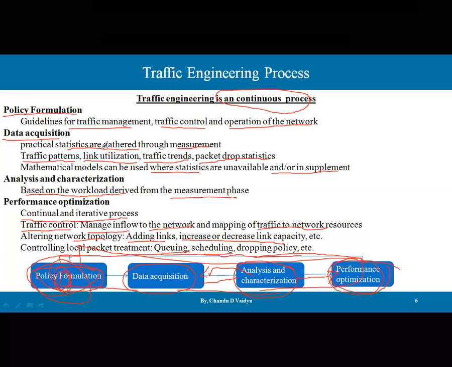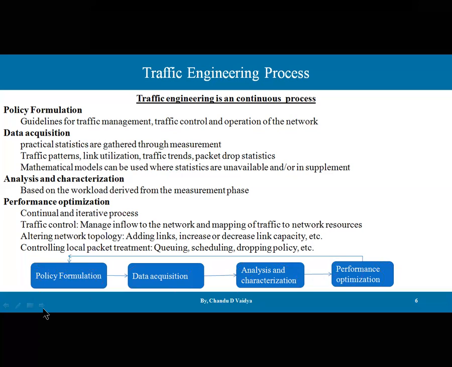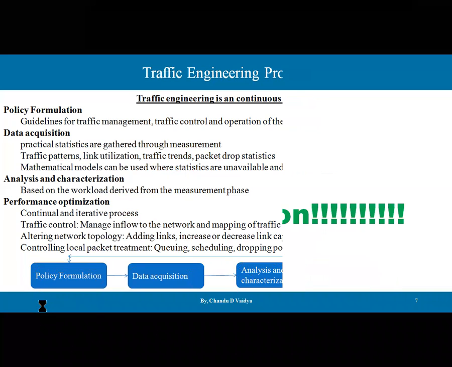I hope, guys, this process is very important. Very first the policy formulation, what should and should not be done, then data acquisition, collecting the data and statistics, then analysis to take the decision. Once the decision is okay on what to do, performance optimization covers how to do it. If something goes wrong, go back and set the policies again. If everything is okay, proceed further. So this is the continuous process of traffic engineering, guys.